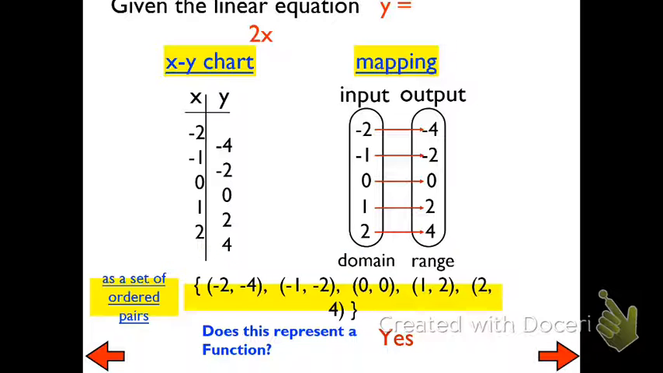Okay, what if I add the point 1, 3? Well, if I add the point 1, 3, now I have the point 1, 2 and the point 1, 3. This is like where you do the vending machine and you don't know if you're going to get a Snickers or a Twix. That's not right. It's not operating correctly. So no, it's not going to be a function anymore because now I don't know which one it is. Am I going to get a 2 or am I going to get a 3 when my x is 1? So no, it is not a function anymore.